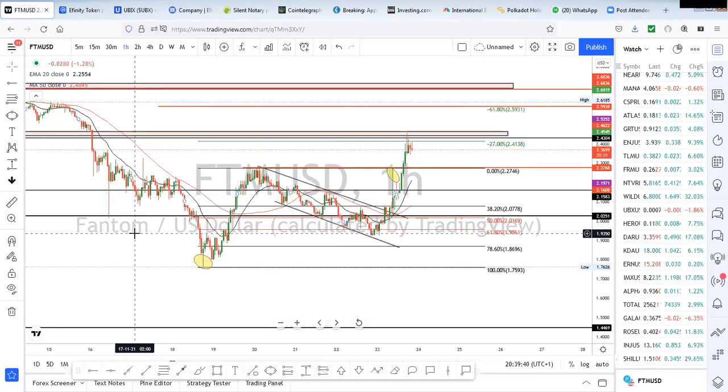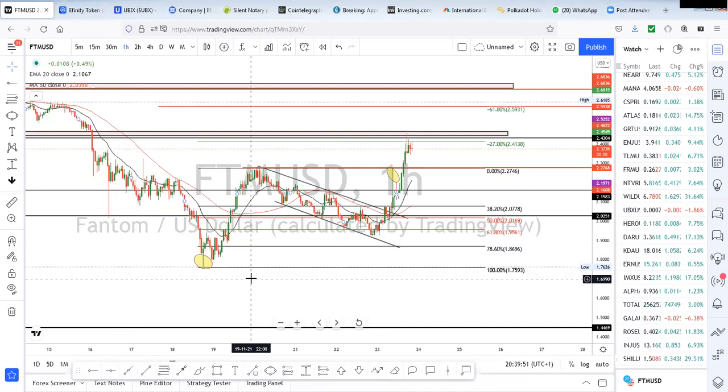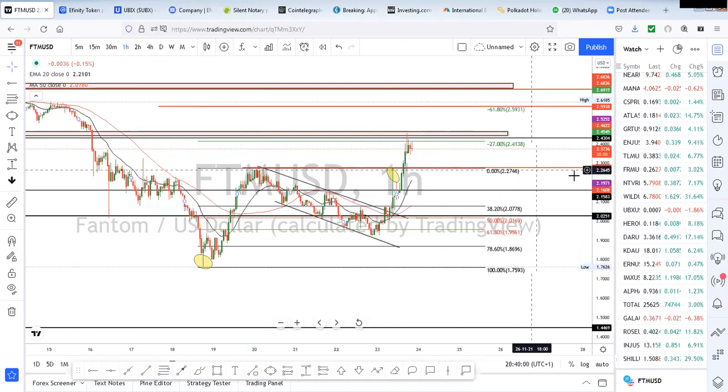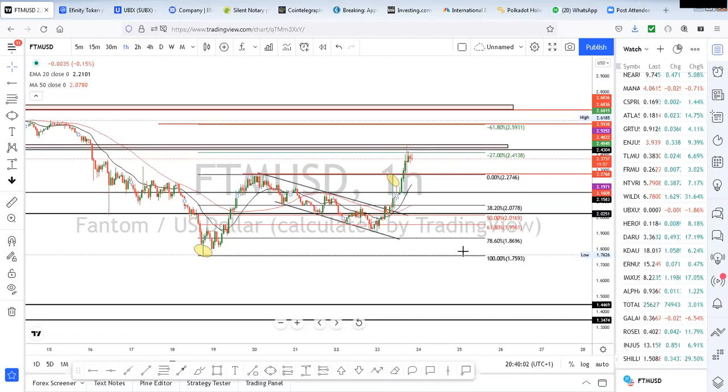So if you don't know your market structure, it will be difficult for you to maximize profits in your trades. Like we all know, you don't trade against the trend. So it's very important that the first thing you need to do as a price action trader is to know your trend.